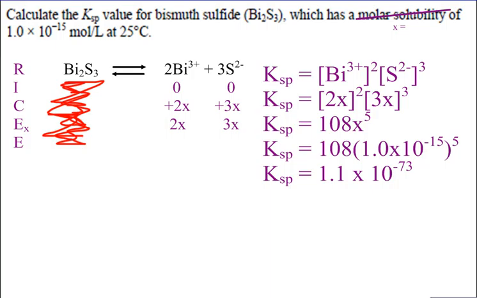It is possible to compare the solubilities of two things given their KSPs, but you need to be extremely careful because these comparisons can only be made for salts that have the same ion to ion ratio. So something we can compare bismuth sulfide to something else that has a 2 to 3 ratio of cation to anion.